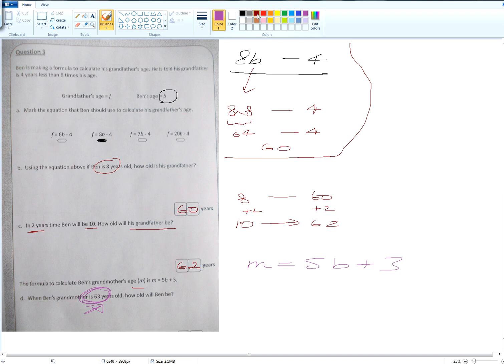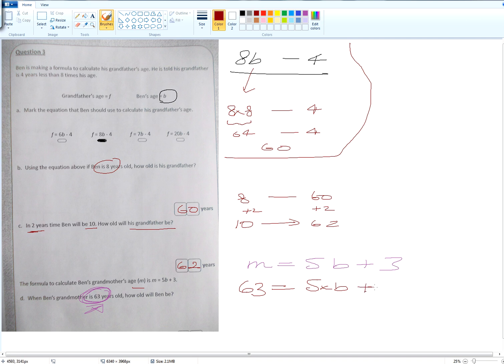So under the M, where do we put the 63? They've given you part of the answer. You've got to work out the question. So 63 is equal to 5 times Ben's age plus 3. That's supposed to be a plus. Hand down, please.